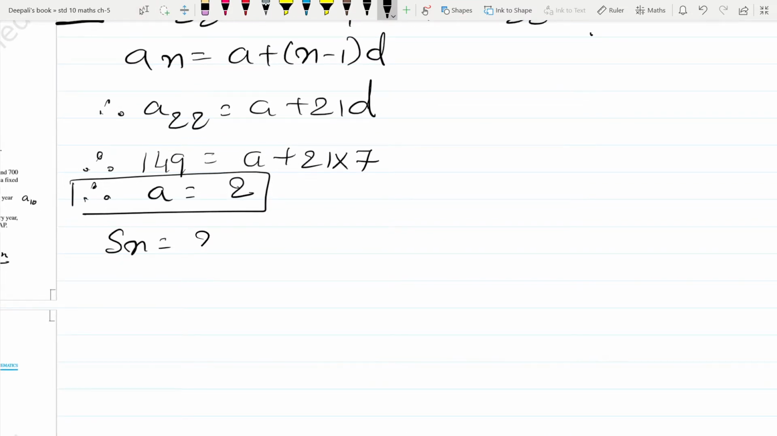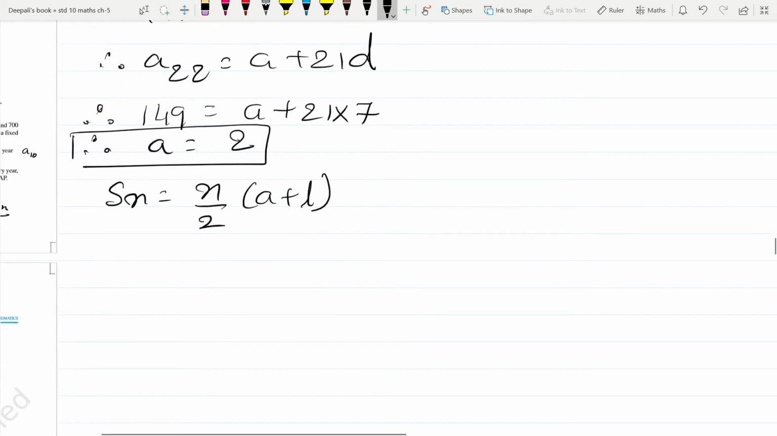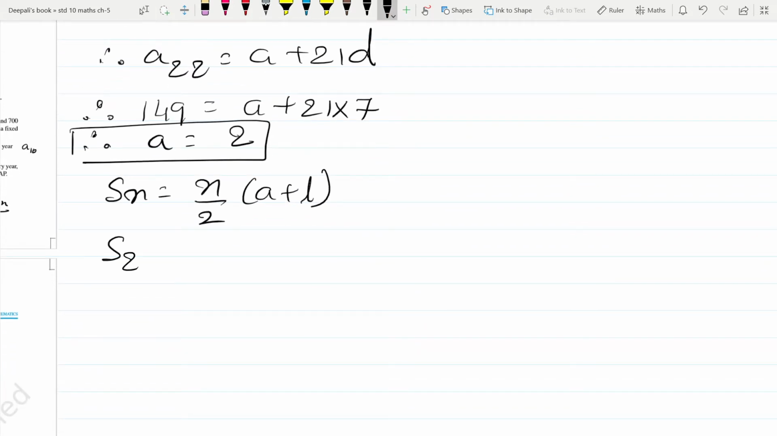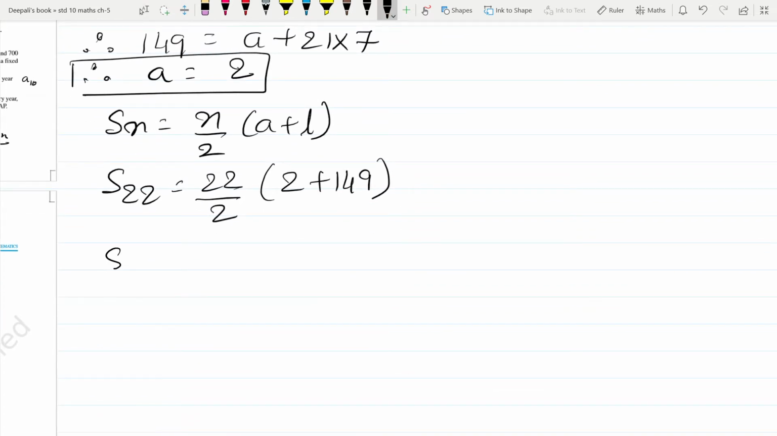Sn is equal to n upon 2 (a plus l). So, S22 is equal to 22 upon 2 times (2 plus 149). So, S22 is equal to 1661.